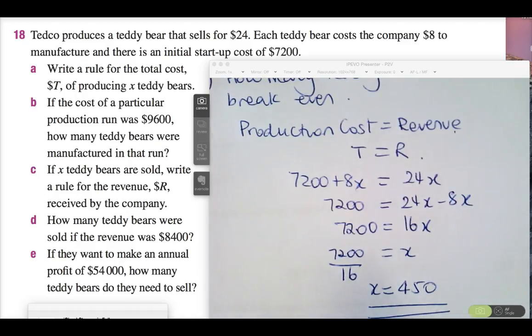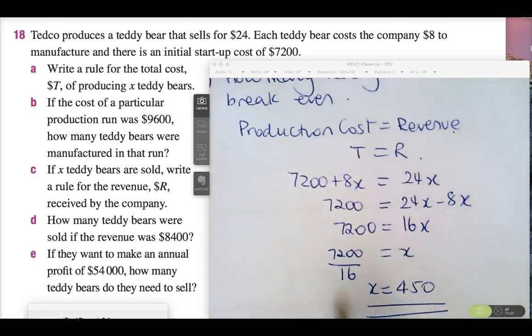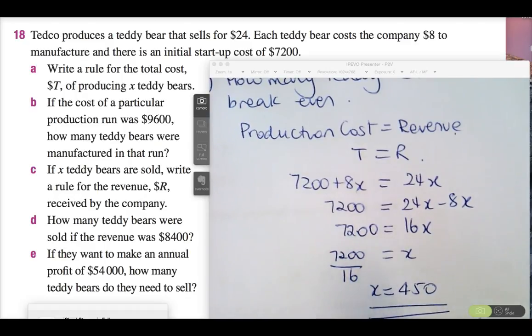What do you sell a teddy bear for? How much does it cost you to make one teddy bear after production costs is $8? So if I sold 451 teddy bears, I've made a profit now of how much? Of $16. So for every teddy bear you sell after 450, you're now making a profit of $16 for each teddy bear. So we've broken even. Now after 450 teddy bears, every teddy bear you sell, you'll start making money.